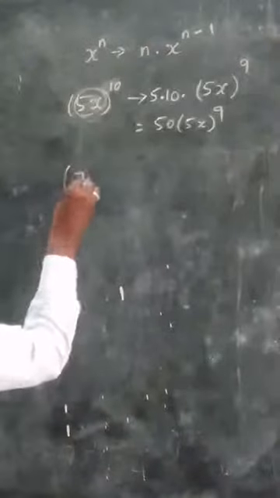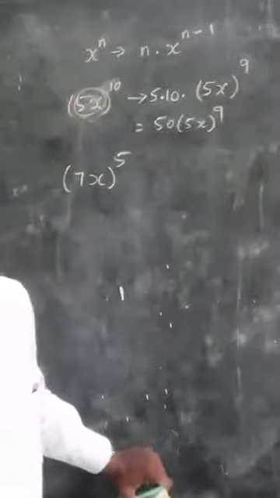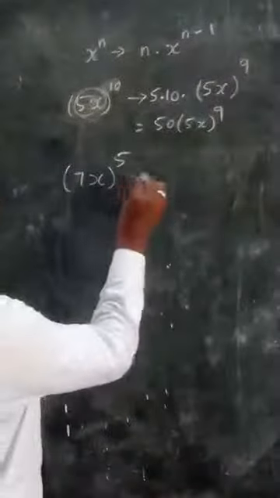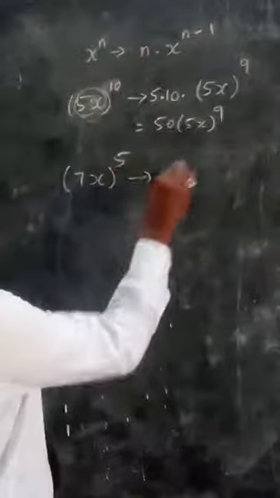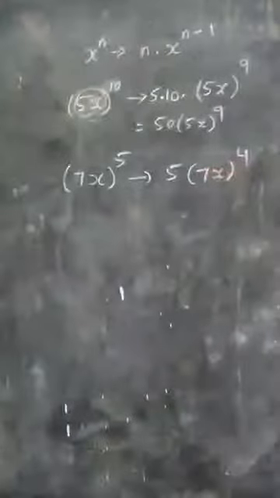Suppose it is 7x to the power 5. Immediately what will you do? You will go for the x power n formula. X power n formula means blindly what I will do? Bring the power 5 before, reduce the power by 1, so 4. I will write this.